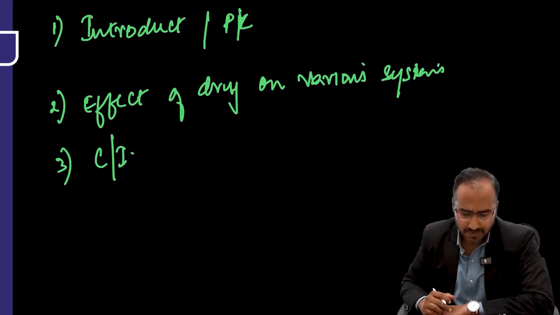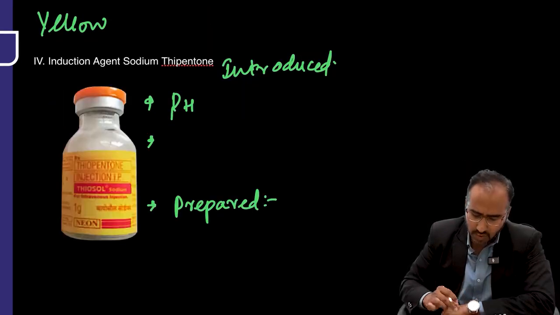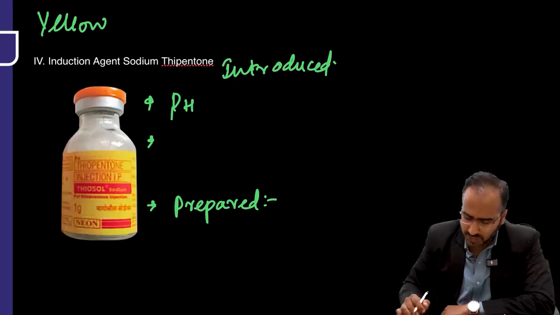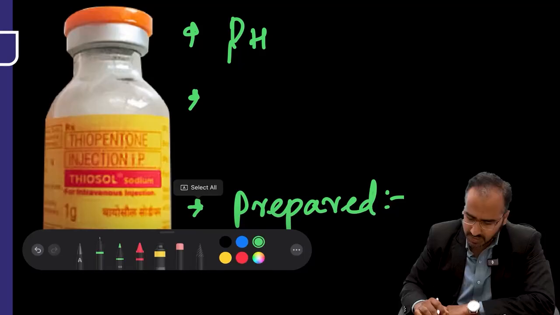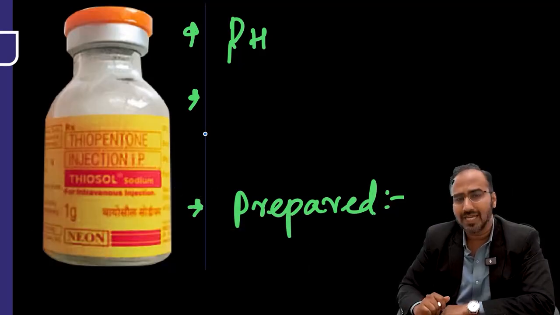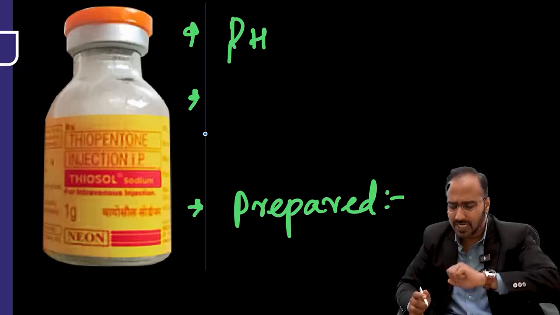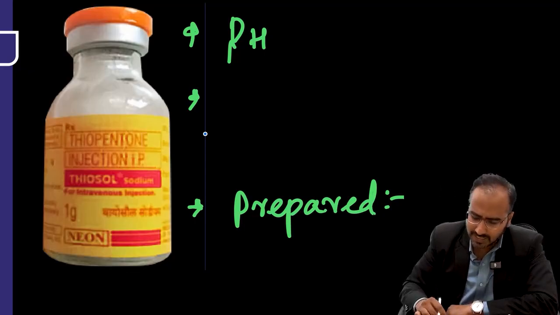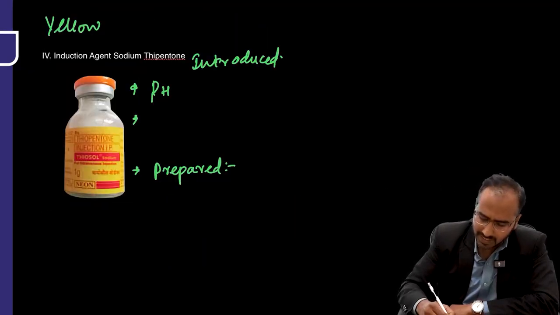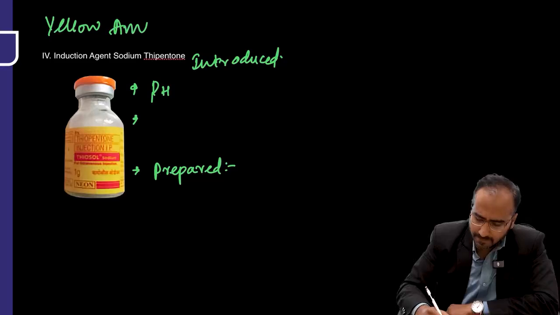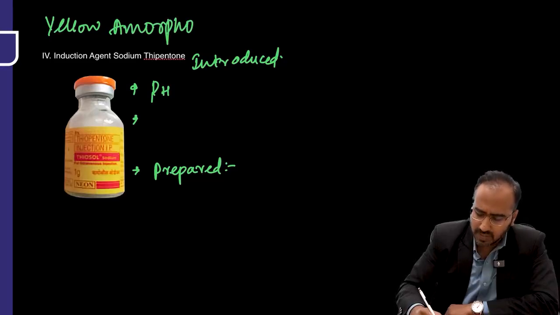Sodium thiopentone is an IV induction agent. Now you have to have a good picture memory of thiopentone. This is the vial of sodium thiopentone on your screen. Create a picture memory in your mind. What color is sodium thiopentone, guys? It is a yellow amorphous powder.